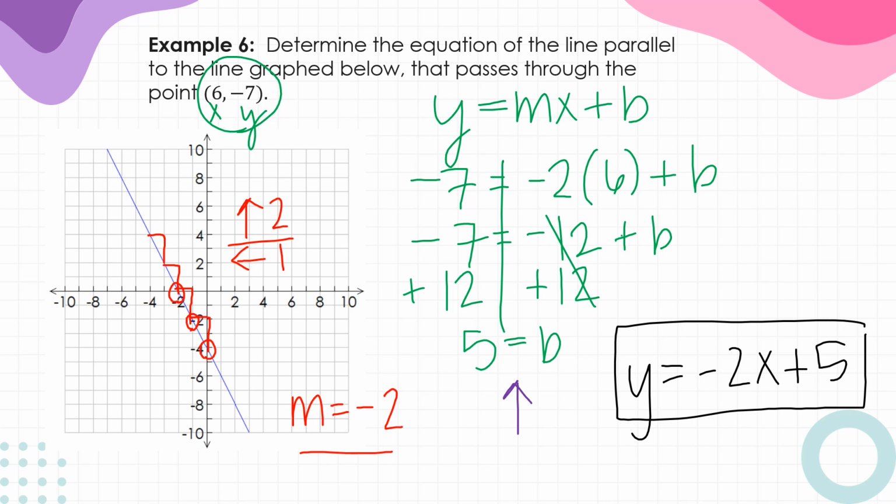But if I know that this line is going to pass through the point (6, -7), that point is right here. If I know it needs to be parallel, I know it needs to have a slope of negative 2. So up 2, left 1, up 2, left 1, up 2, left 1, and we can keep counting until we hit our y-intercept, which is at 5. That would be another method for finding the y-intercept without plugging into the equation.